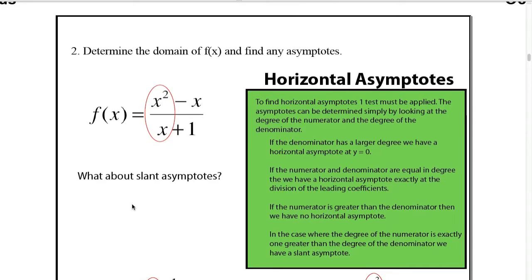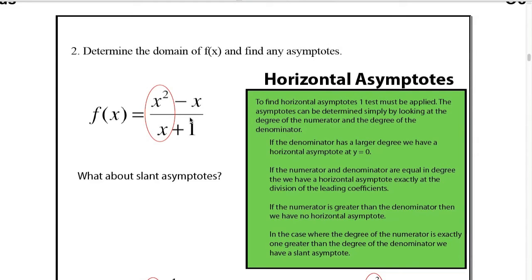We're going to really pay attention to what happens in a rational expression, or an expression that has a fraction, specifically where x is in the denominator. As you can see here, I've got it circled, we want to pay attention to the leading coefficients and specifically the degree of the numerator and the denominator.